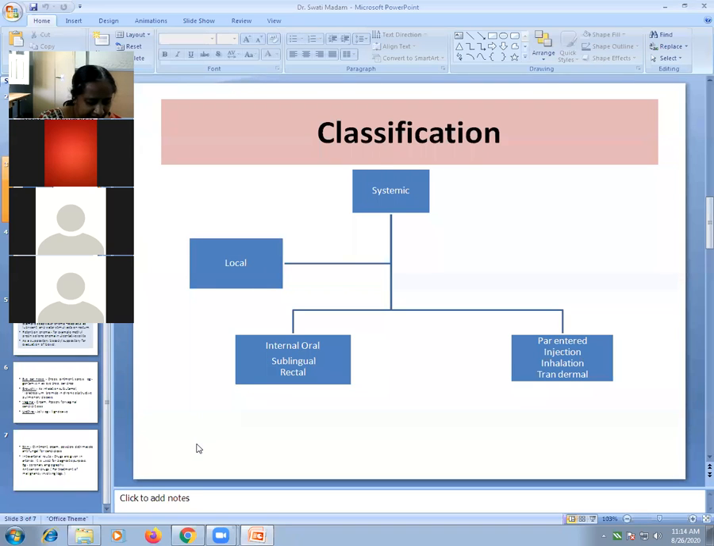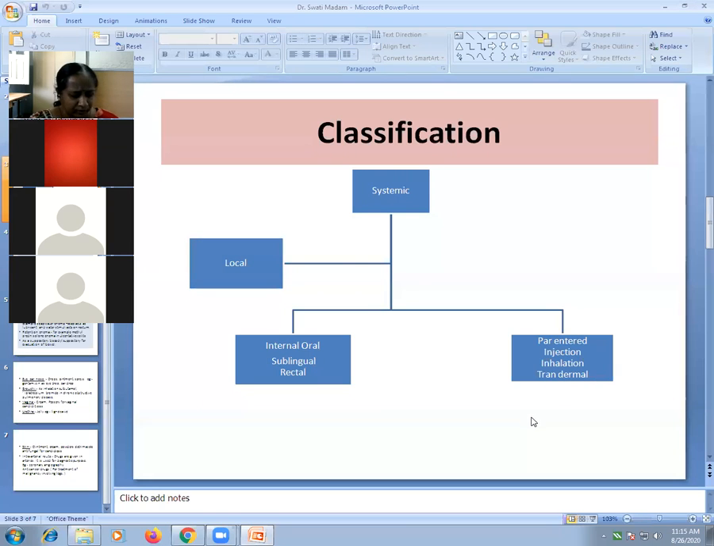Then we will see inhalation. Salbutamol is given by inhalation in bronchial asthma. This is an example of the inhalation route. You have to give an example.